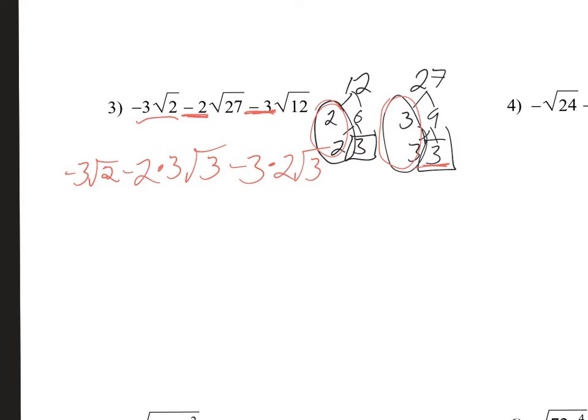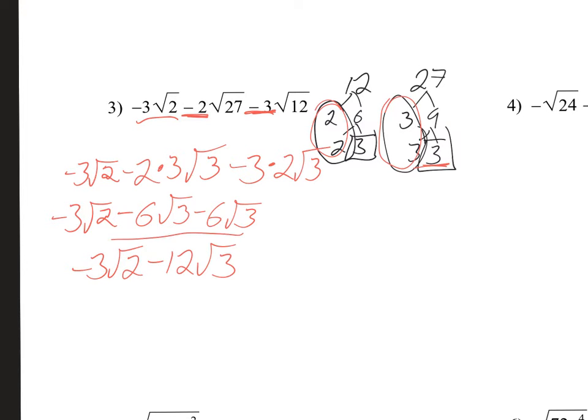So that tells me that I'm going to have -3 radical 2 minus -2 times 3, that's -6 radical 3, minus 6 radical 3 again. So simplifying this, we have -3 radical 2, -6 minus 6 is -12 radical 3. So that is the answer I'm looking for.